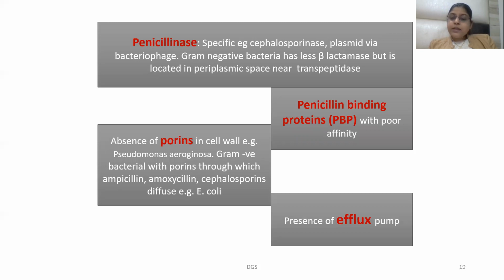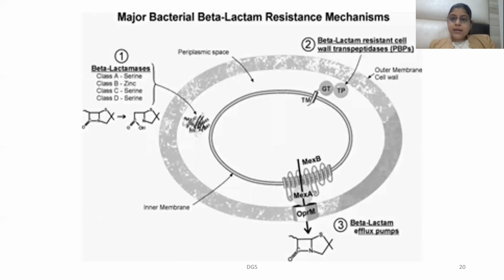Now, the presence of efflux pumps. There can be efflux pumps which will efflux the drugs from inside of the bacteria to outside, and that will lead to resistance to the antimicrobial agents. This is the same diagram showing the beta-lactam resistant cell wall transpeptidases, meaning the penicillin binding proteins, which become resistant, and beta-lactamases which will break down the beta-lactam antibiotics, and beta-lactam efflux pumps which will efflux the drug from inside to outside.